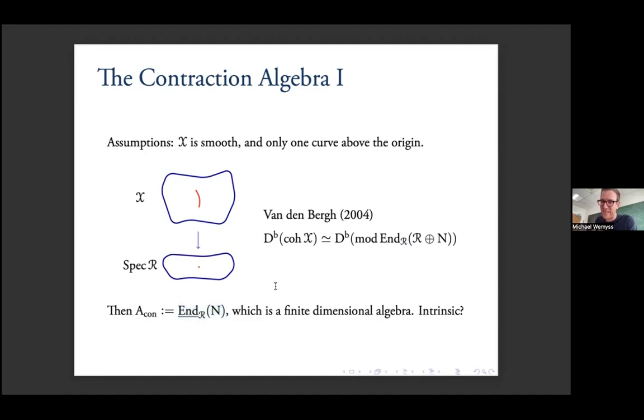But the downside of this slide is it involves a massive number of choices, right? There's loads and loads of choices of derived equivalences to lots and lots of different rings, and I've just chosen one and unilaterally declared that I have a contraction algebra. So this is good from many perspectives, but it's not intrinsic. And I want to try to convince you that actually it is intrinsic.